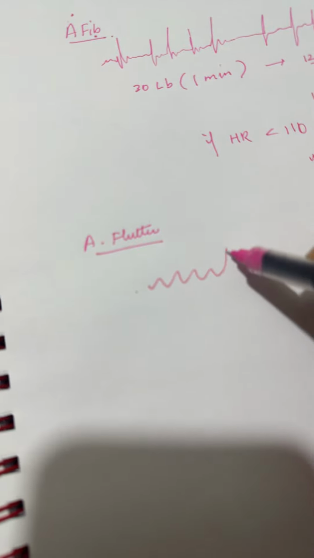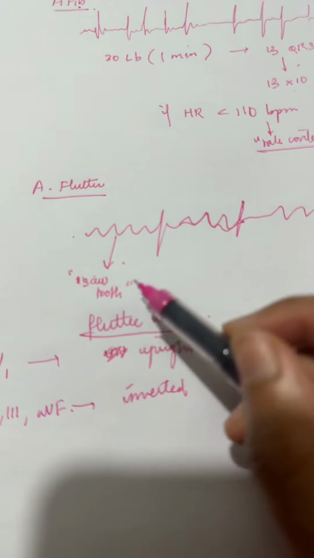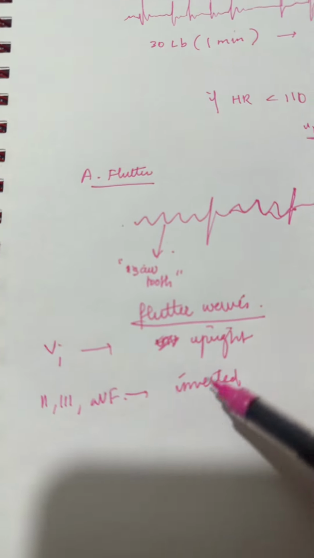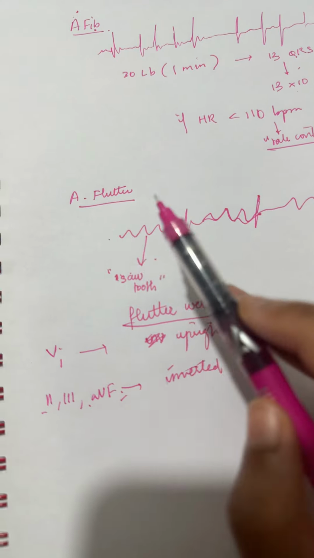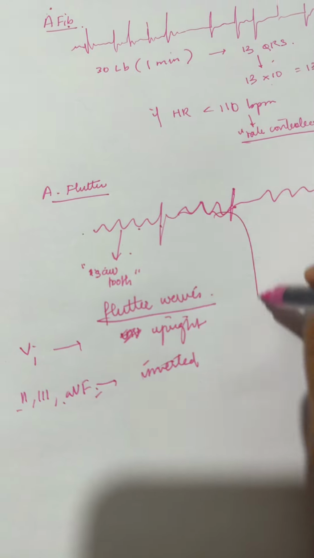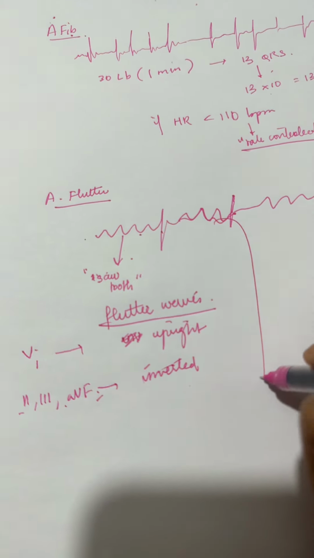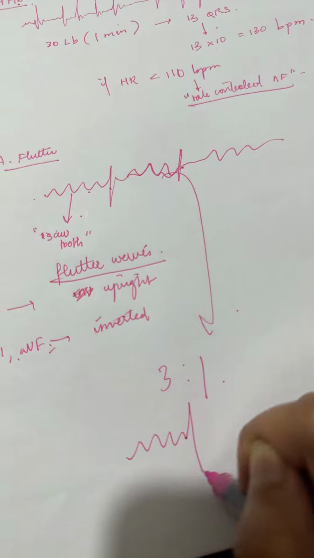Let's talk about atrial flutter. A sawtooth pattern, which represents the flutter waves. They could be upright in V1 and inverted in 2, 3, AVF. In flutter, not every atrial flutter reaches the ventricle. For example, here it is a 3:1 AV conduction block. That means after 3 atrial flutters, there is 1 conduction to the ventricle.